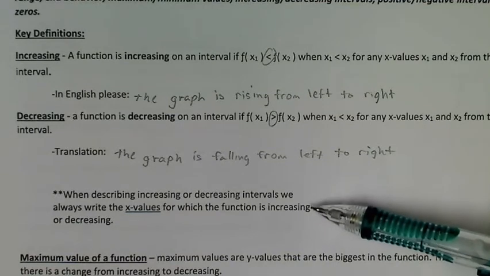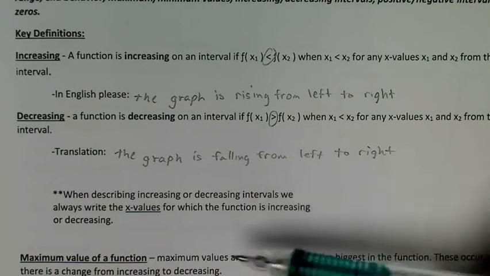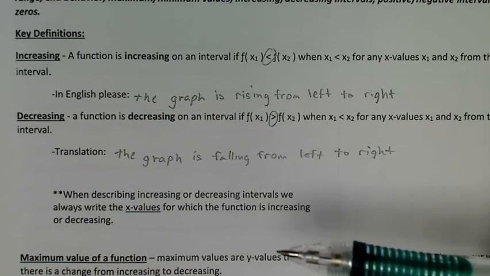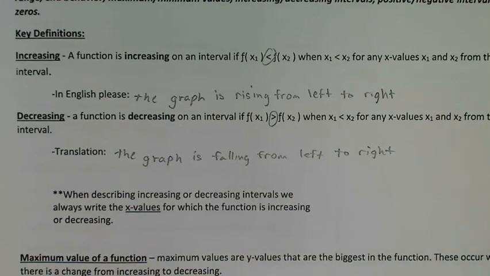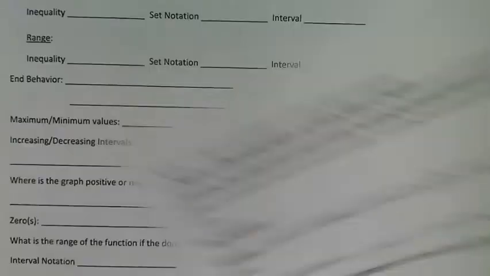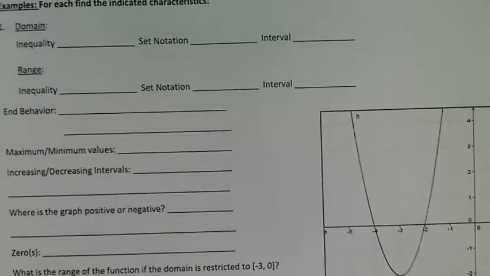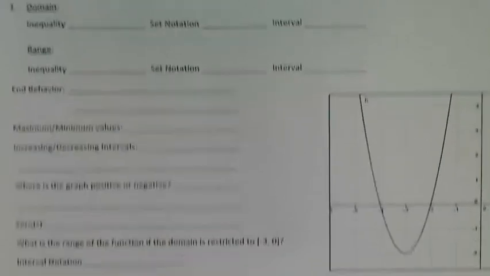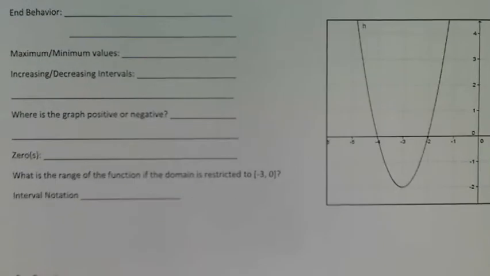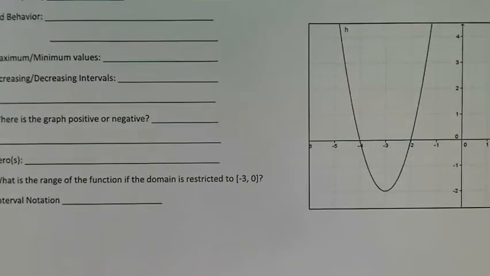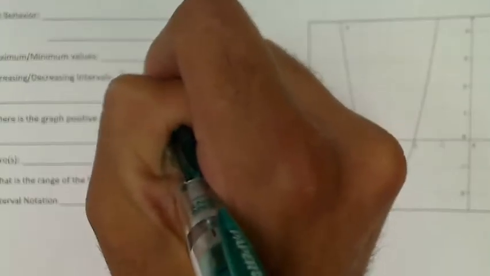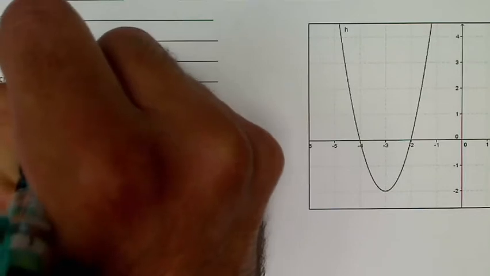As a key note, when describing increasing or decreasing intervals, we always write the x values for which the function is increasing or decreasing. So what I'm going to do is go to the second page, and we're going to go through all of this eventually, but let's just talk about the increasing or decreasing intervals of this function here. Let's write here, I'm going to write increasing. Down here, write decreasing.